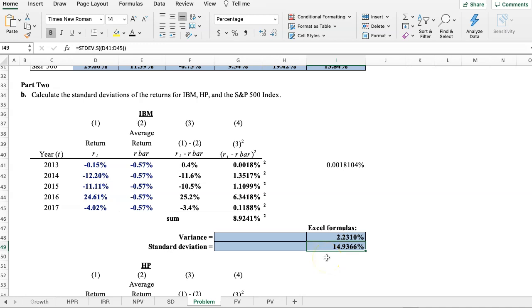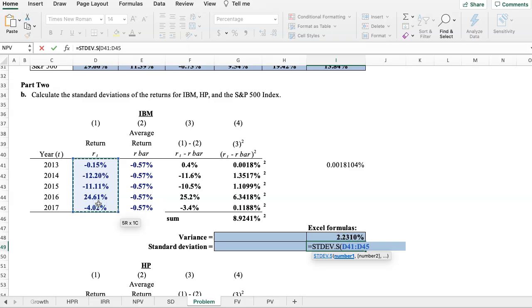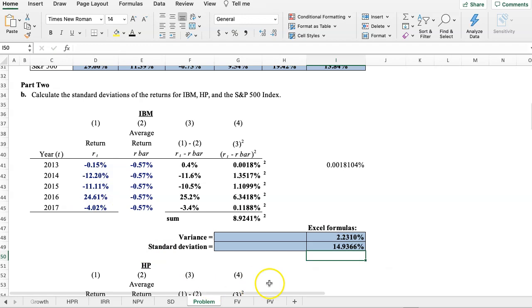I must have hit an extra. Let me try that again. Yeah, I had an extra. There we go. Okay, so that's the standard deviation for IBM.